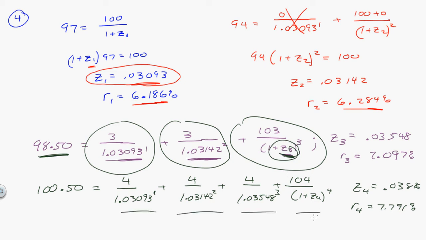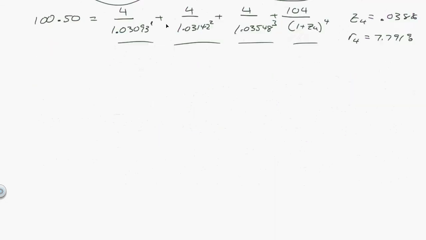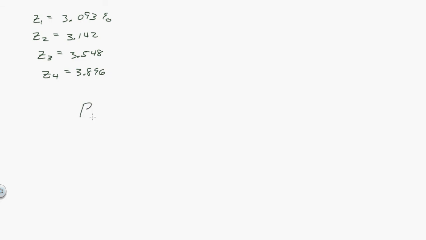I can do the same thing for the 2-year. So now I know the following. Now I've determined Z1 is equal to, I'm just going to write these up again, 3.093%. I know Z2 is equal to 3.142%. I know Z3 is equal to 3.548%. I know Z4 is equal to 3.896%. Now I can price any bond that has 2 years to maturity.